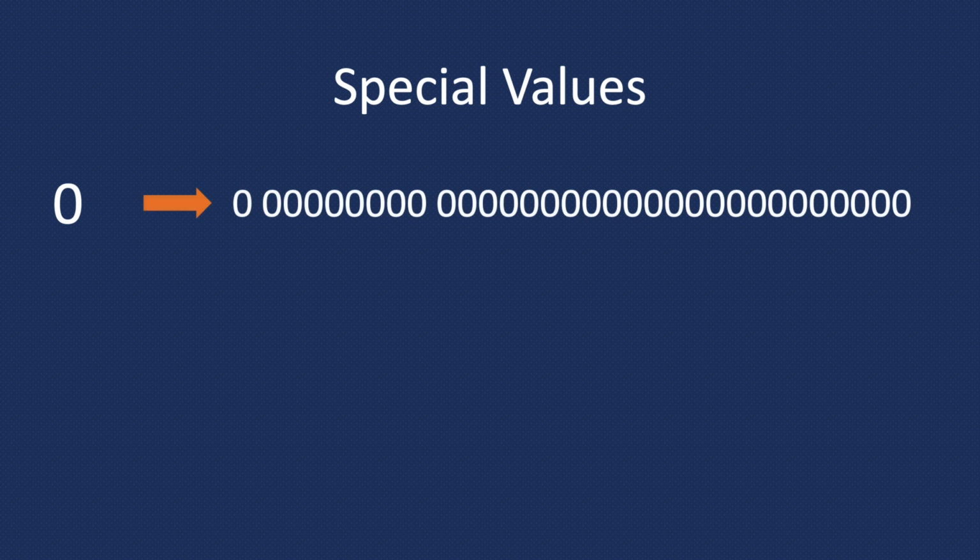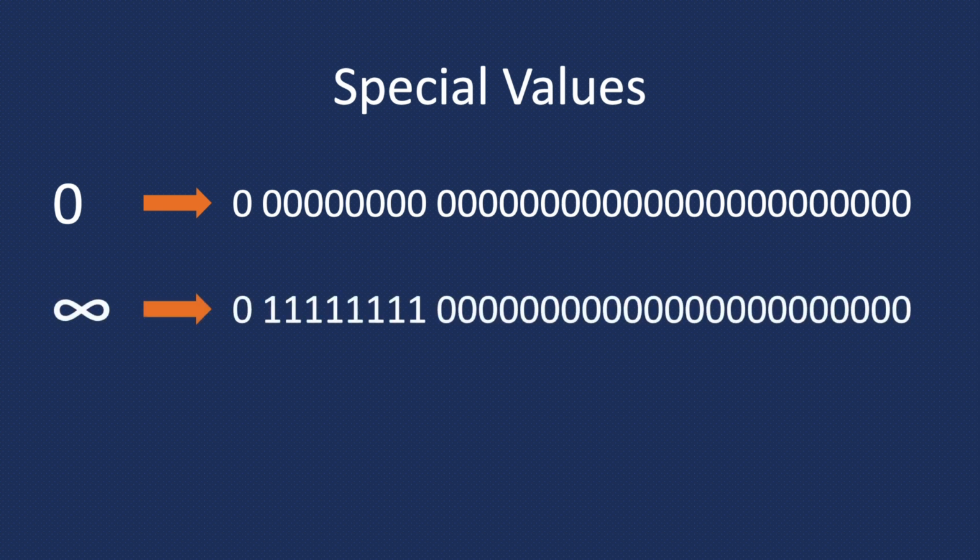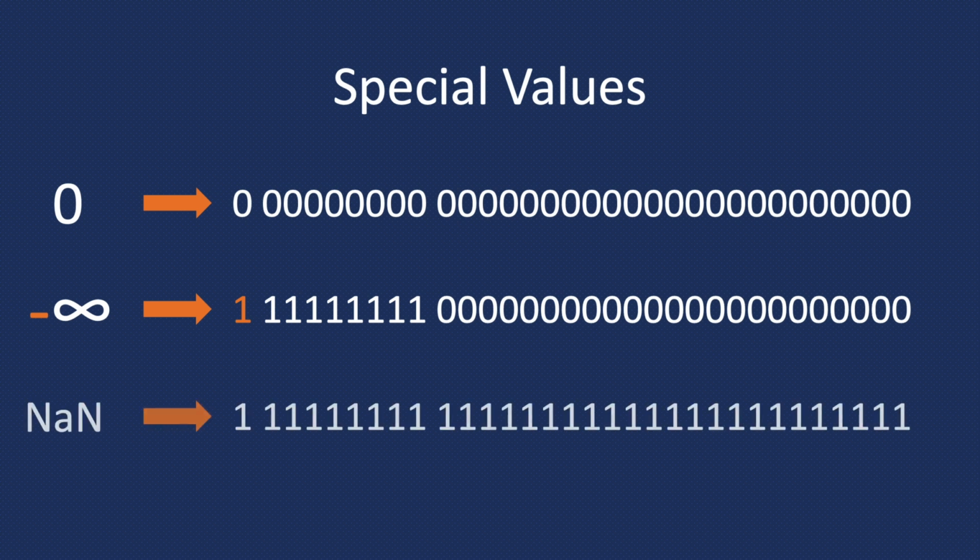And this leads us to another special value, namely the one that you get when you divide a number by 0. Then you get infinity, which is represented as follows. And we actually represent minus infinity simply by flipping the sign. And the final special value I want to mention is that of not a number, which is what you get when you divide 0 by 0. This is represented by a string of all ones.